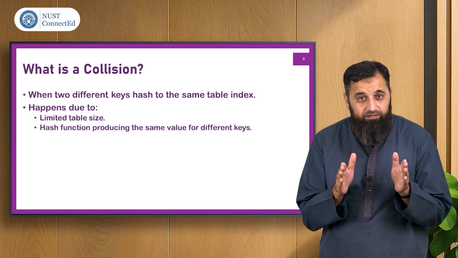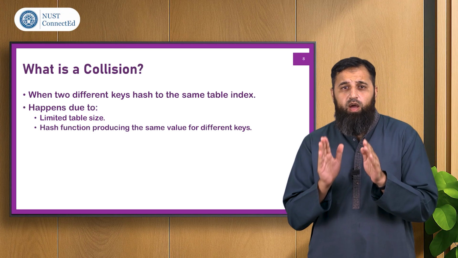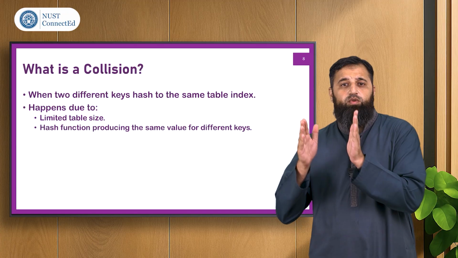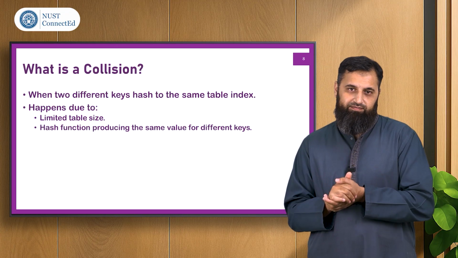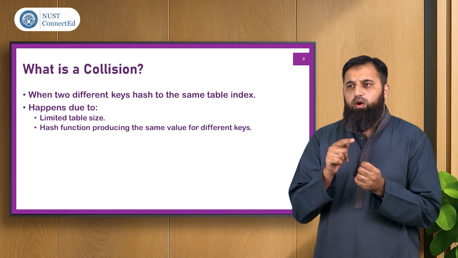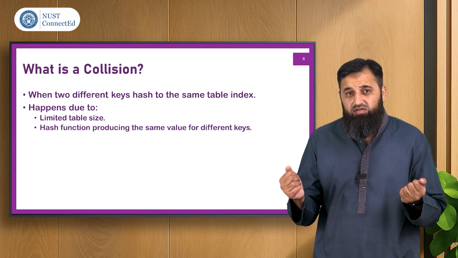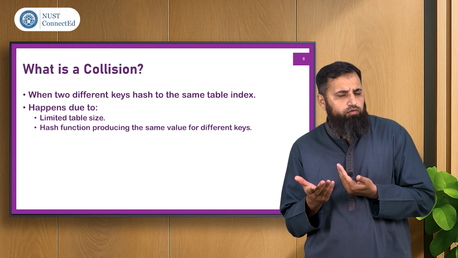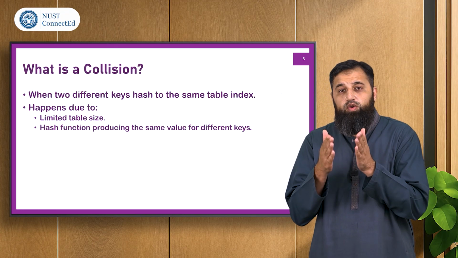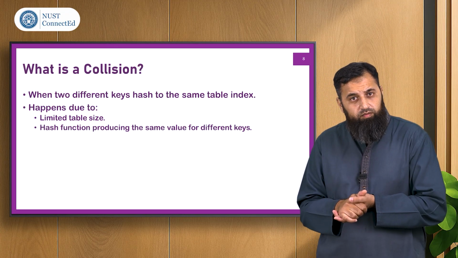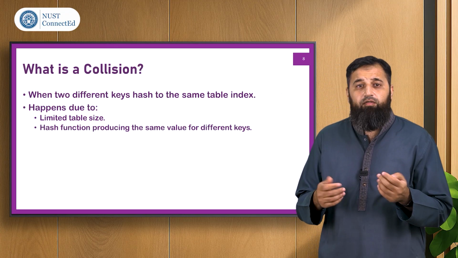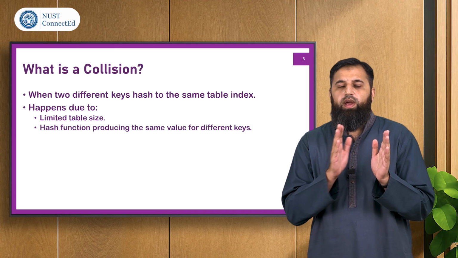So what is a collision? A collision happens when two different keys hash to the same table index. This can happen because of limited table size. There are only so many slots. Or hash function overlap, different keys can produce the same hash value. Since collisions are inevitable, we need strategies to handle them.